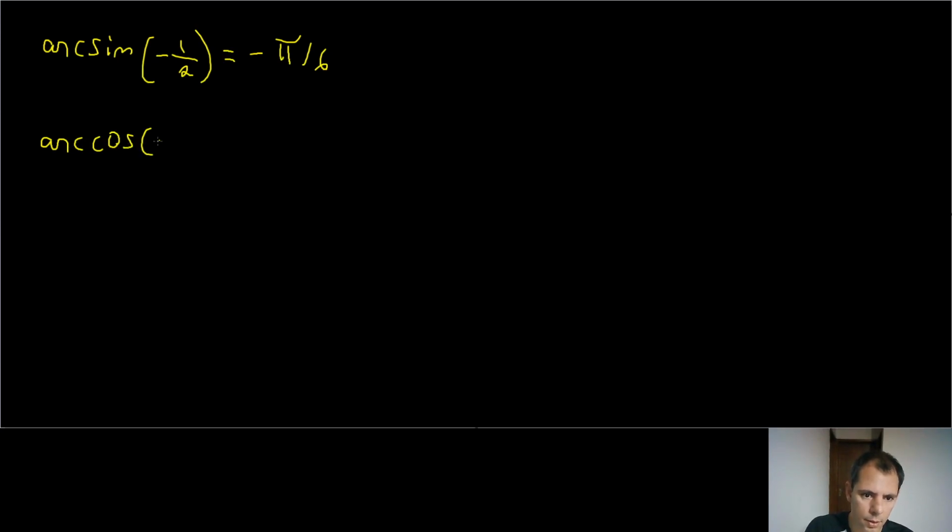cosine of 0? Okay, so when is the cosine 0? Well, you see the cosine is 0 at pi divided by 2 and minus pi divided by 2. That's what I'm saying. So if you're going to consider from 0 to 180 degrees, our cosine is just going to be 0 at pi divided by 2.